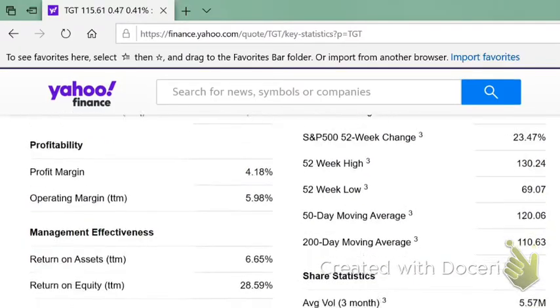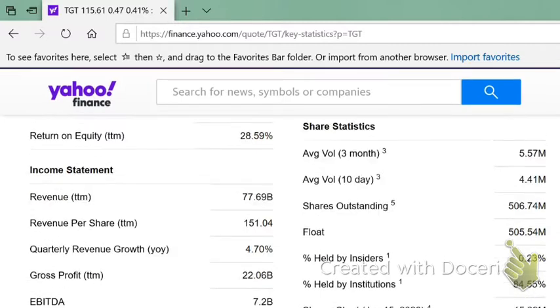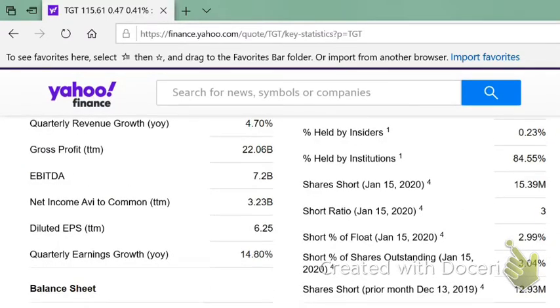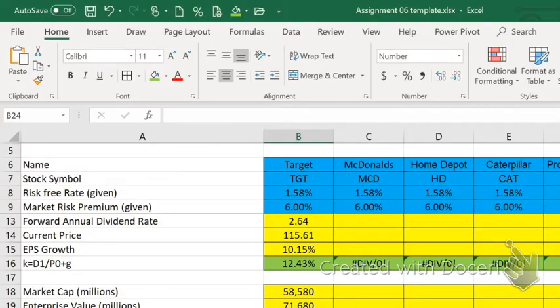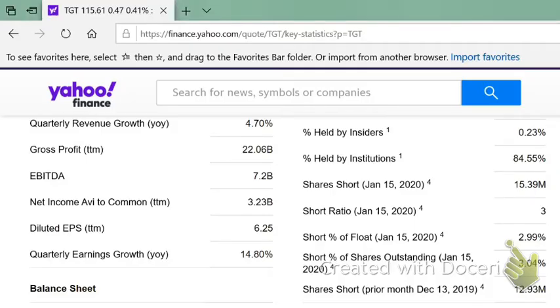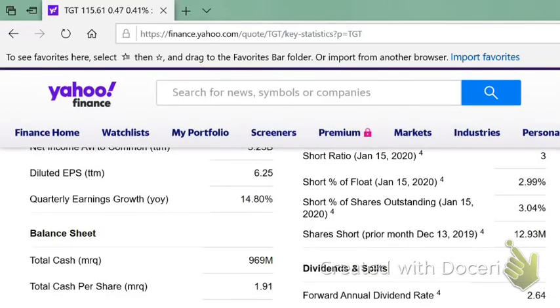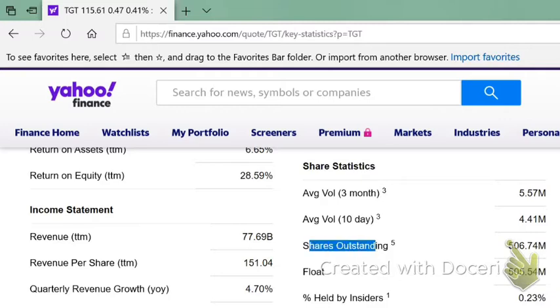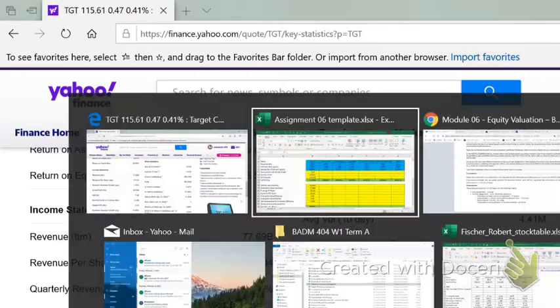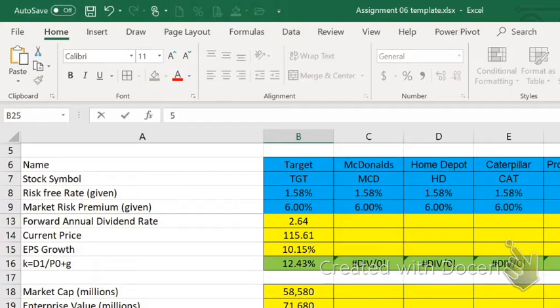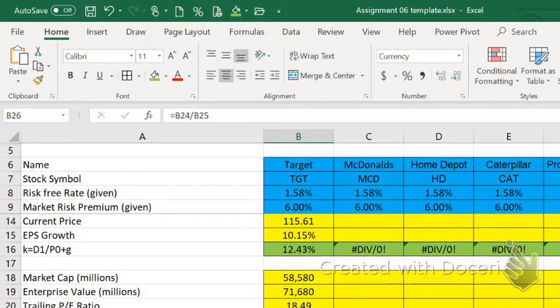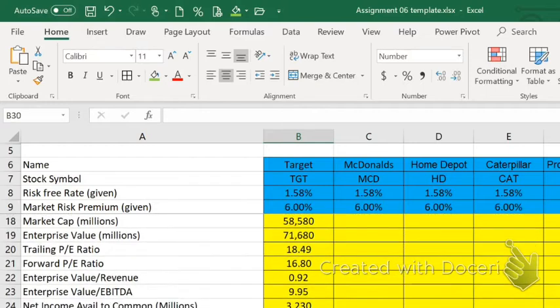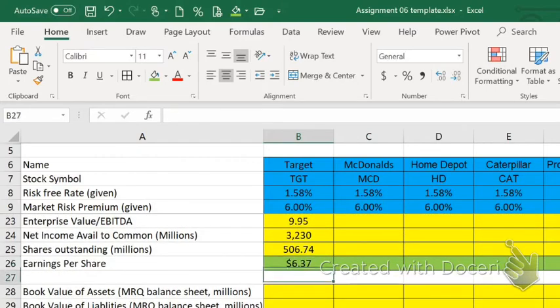Net income available to common shareholders trailing 12 months, 3.23 billion, so 3,230. And shares outstanding. So over here in the second column, shares outstanding, 506.74 million. That'll actually go ahead and calculate my earnings per share.